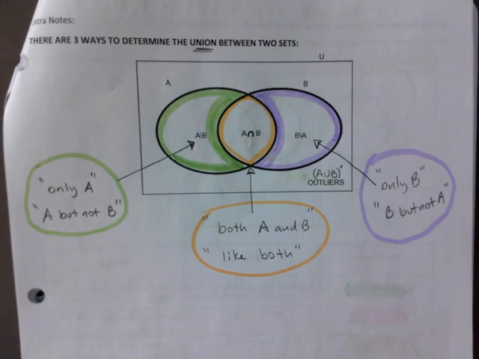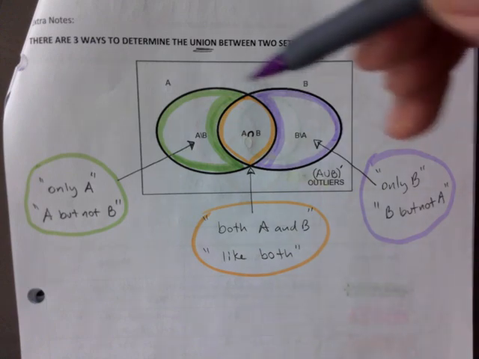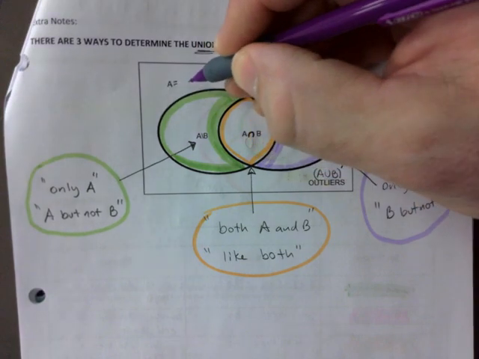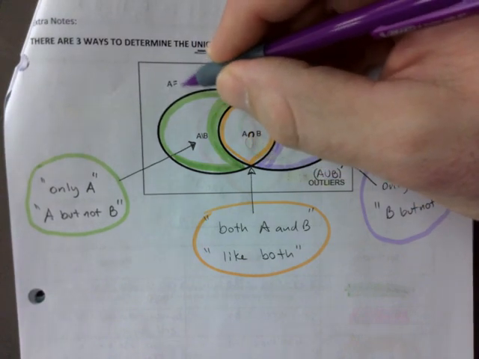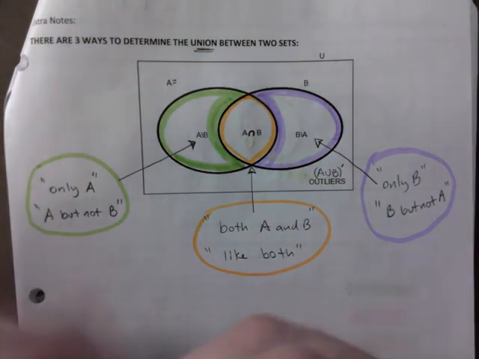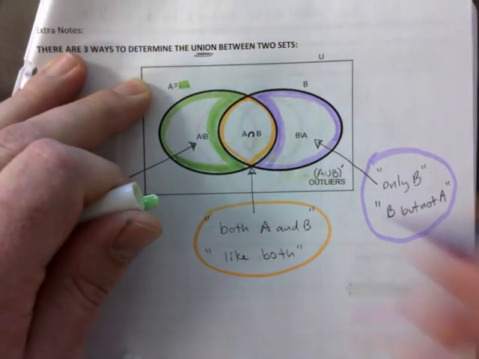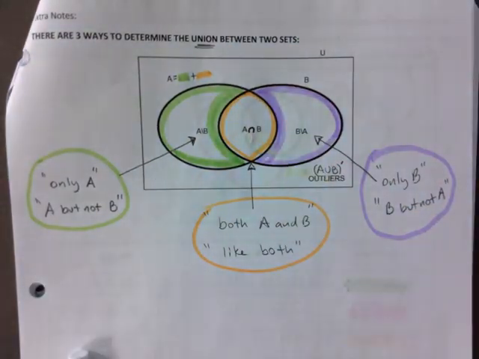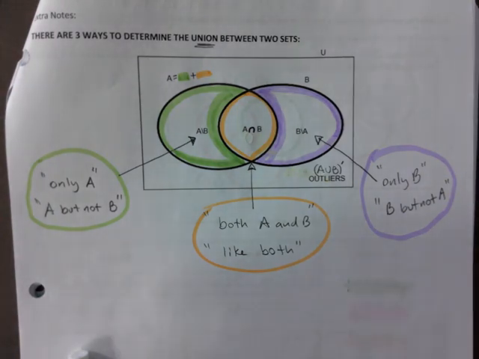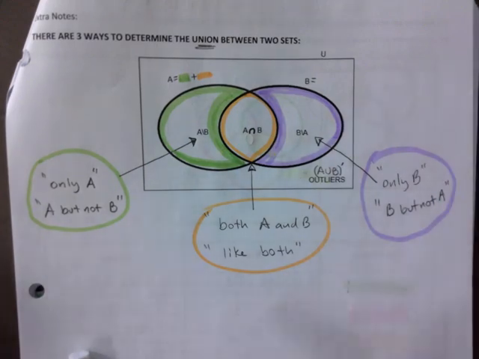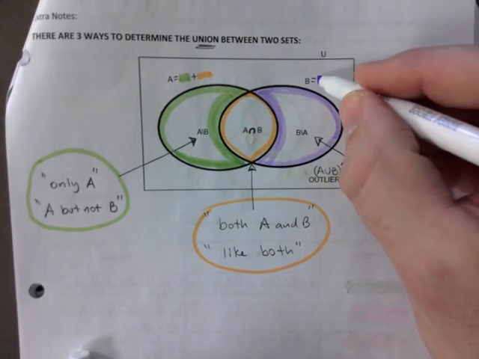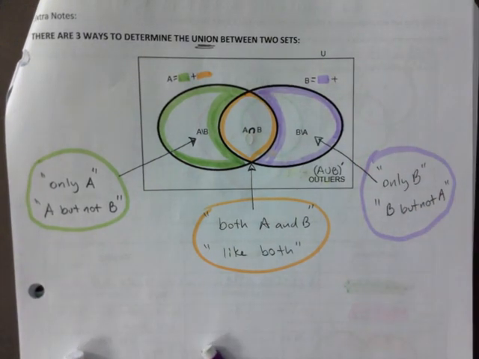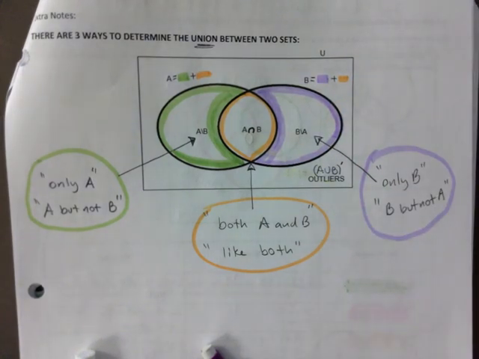What else can I say here? I'm going to try something. You do whatever works best for you. But to get A, you would add green plus orange to get that number. I'm trying things, okay? And to get B, you would add this section here, which I used purple for, plus orange.